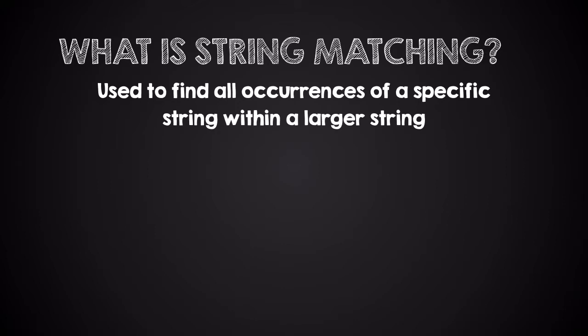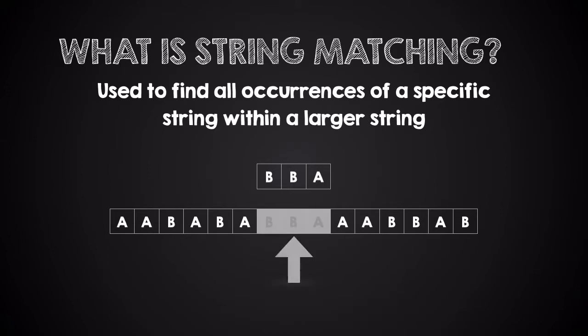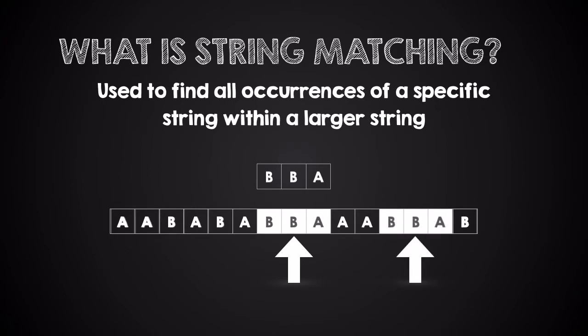larger string. For example, take a string which we want to find within a large text, in this case BBA. This is called the pattern. Now we have the pattern, we need a large string to search for the pattern within it. This is called the searchable string. As you can see, BBA appears twice within this string, here and here. In this simple case, it is very easy to find the pattern, but when dealing with much larger cases, how do you go about this in a quick and efficient way?